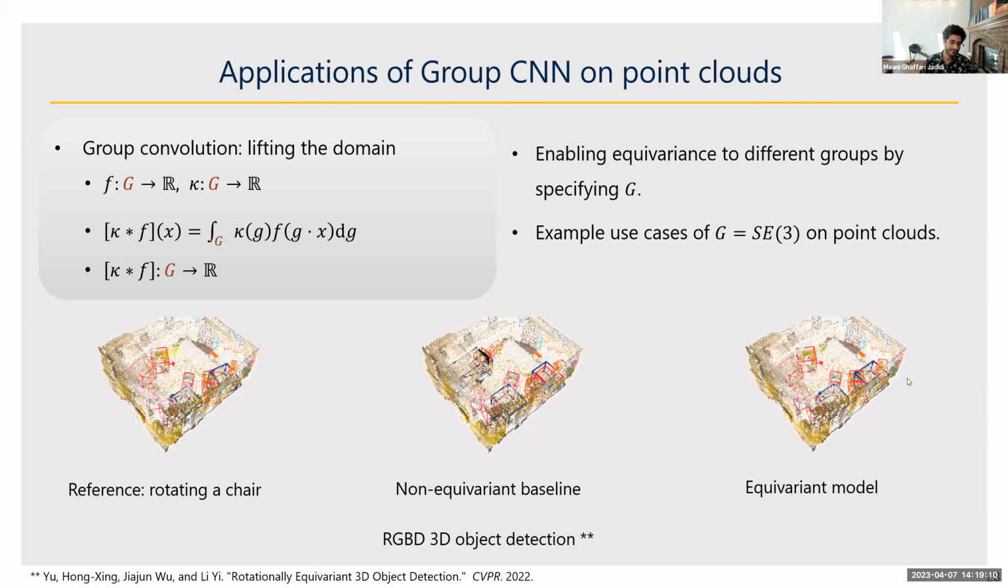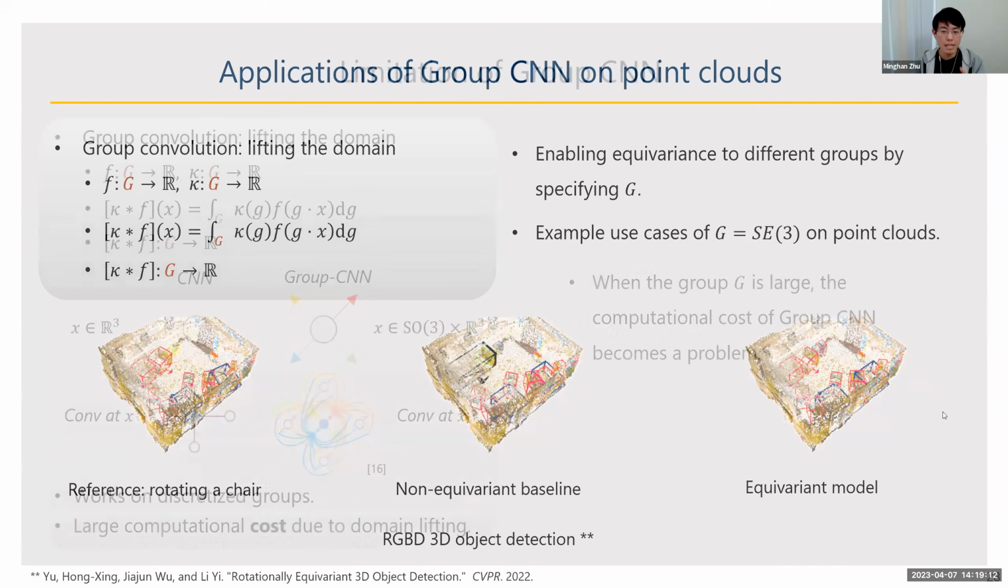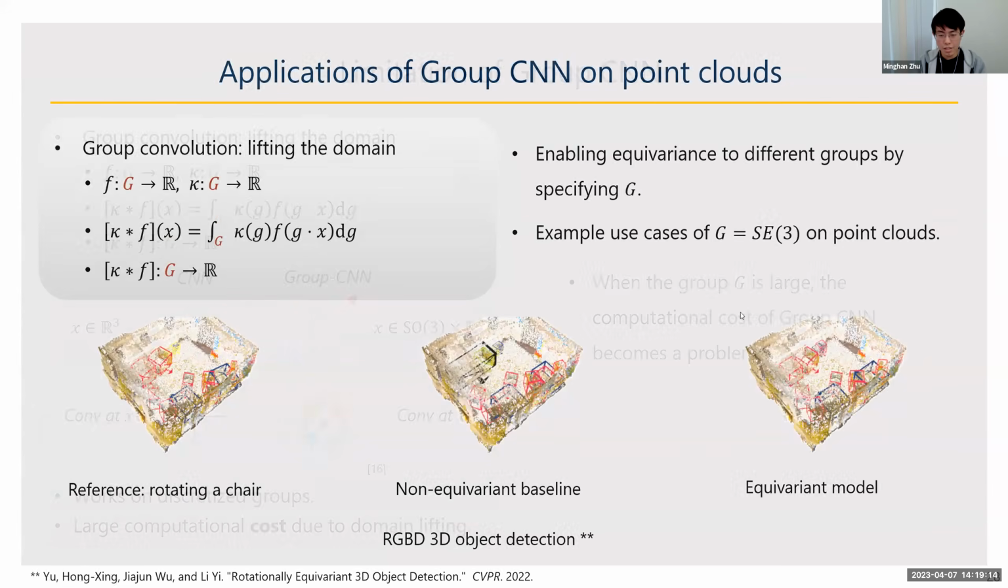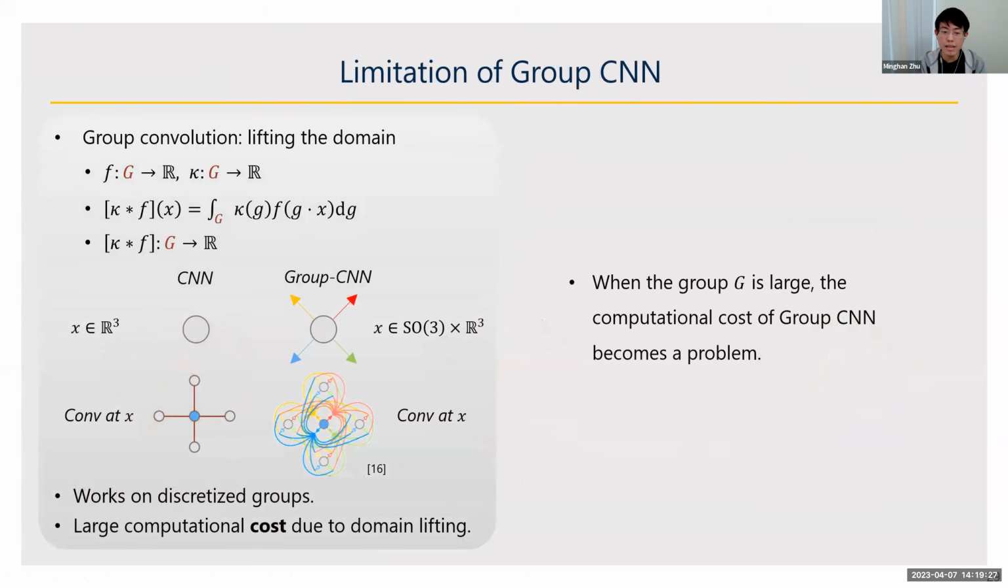Sure. So next, I'll show that while group convolution has various applications and a lot of success, there are some limitations on these group CNN architectures. It's mainly about efficiency. The group convolution lifts the domain from some R^n to a larger domain, the group space, a more general domain. It actually causes the computational cost to increase.